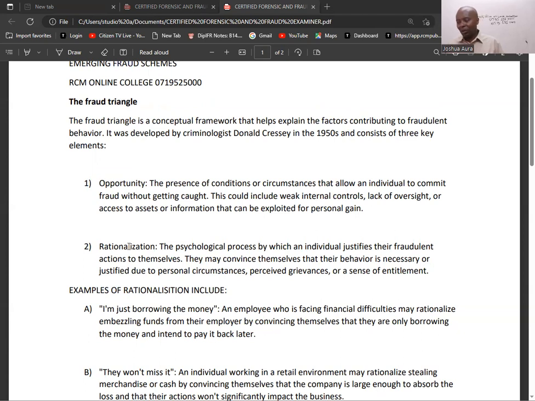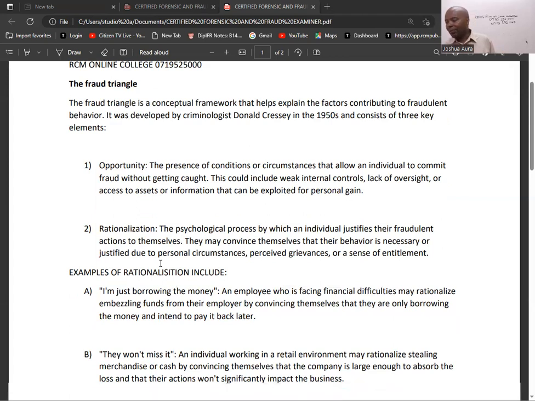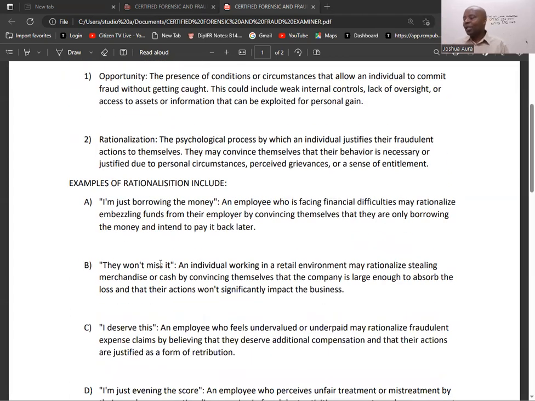The other element that contributes to fraud taking place in organizations is what we call rationalization. This is somebody who is very good, but they try to justify their actions. You will hear most of them saying, I'm doing so much, but I'm underpaid, and therefore let me pay myself. So rationalization is the psychological process by which an individual justifies their fraudulent actions to themselves. They may convince themselves that their behavior is necessary or justified due to personal circumstances, perceived grievances, or a sense of entitlement. Examples include, I'm borrowing the money, I will return it later, but that later never comes.